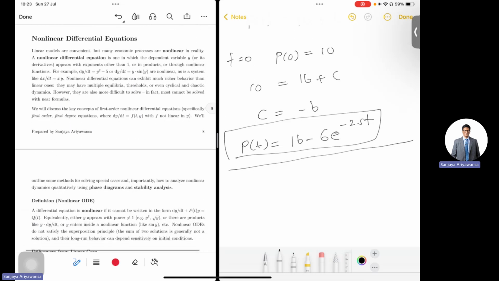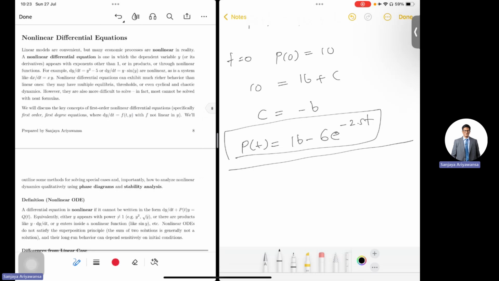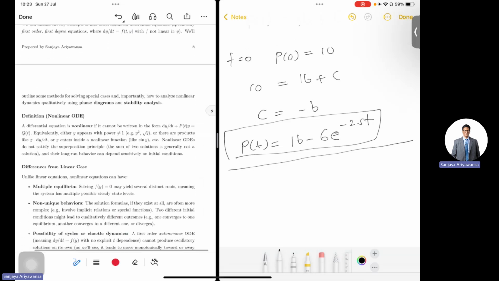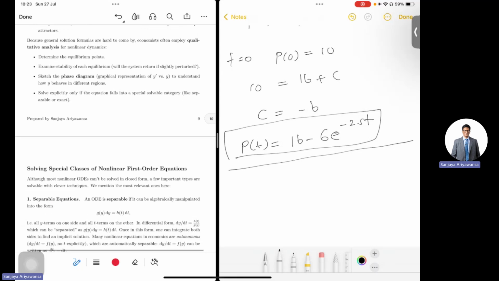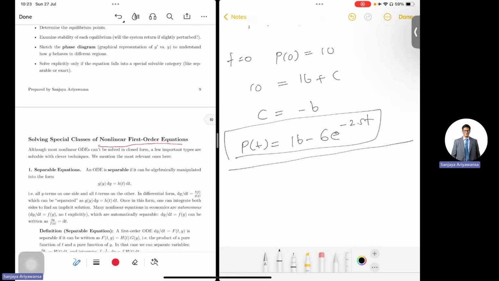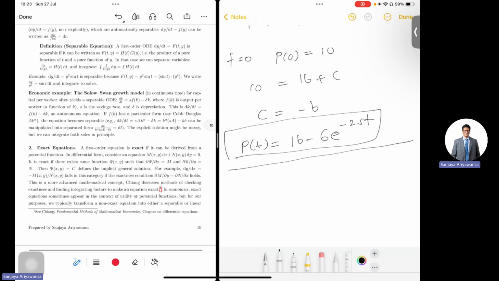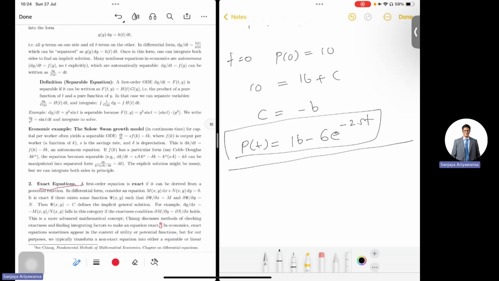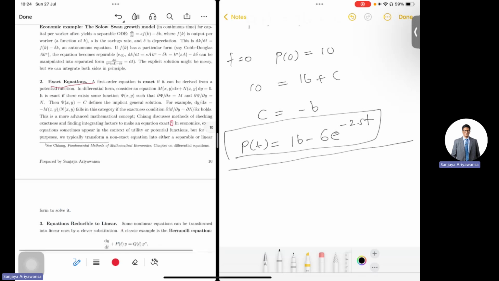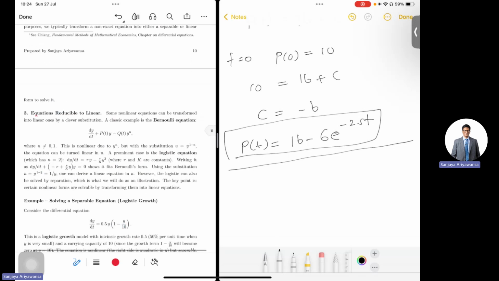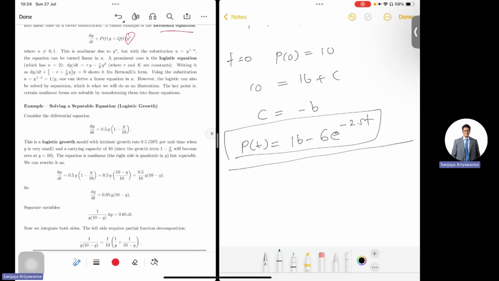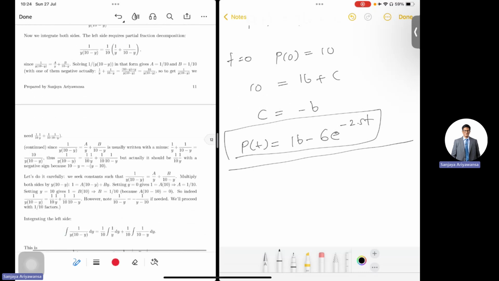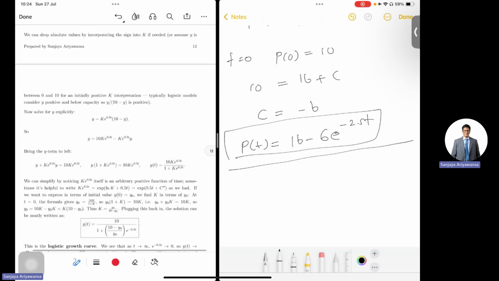Now, to make the note a little bit more comprehensive, I've also touched on nonlinear differential equations, especially using the method of separable equations to solve nonlinear first order differential equations. I also talk about exact equations, in addition to separable equations, and equations that are reducible to linear when you have quadratic terms, like the Bernoulli equation specifically. I have given examples in the note.